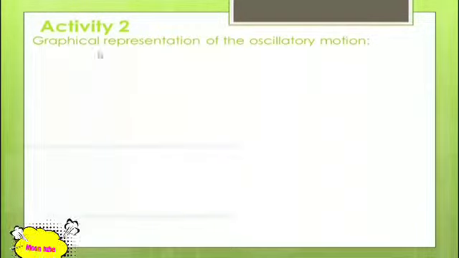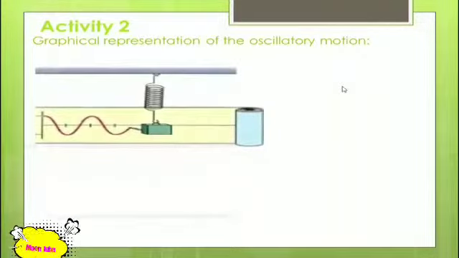Activity 2. How can we represent the oscillatory motion graphically? Activity 2. Graphical representation of the oscillatory motion. Tools: a smooth paper tape rolled around two rulers. Number 2, a spring. 3, a weight. 4, a pencil. Steps: fix the pencil to the weight, then tie it at one end of the spring.